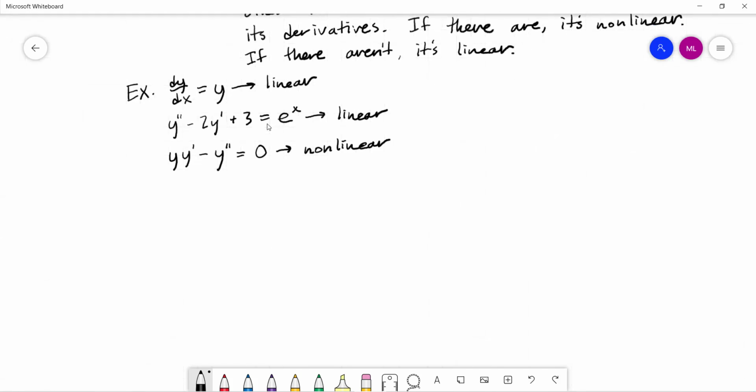Similarly, you could have something like this. You could have y prime plus y squared. Hopefully it's clear; to make it unambiguous, so it doesn't look like a power, let me just write it like this: dy/dx equals y squared. This is also nonlinear.